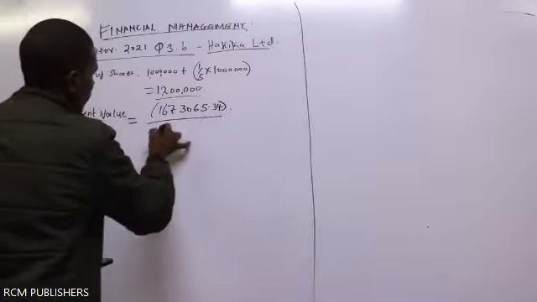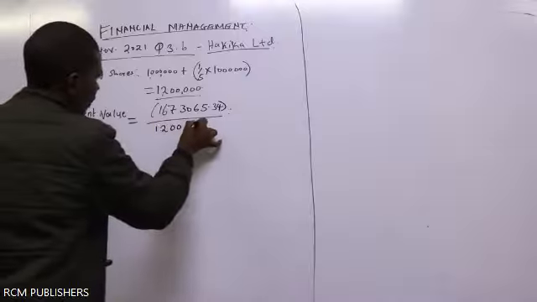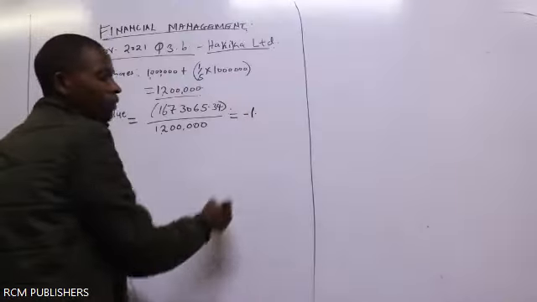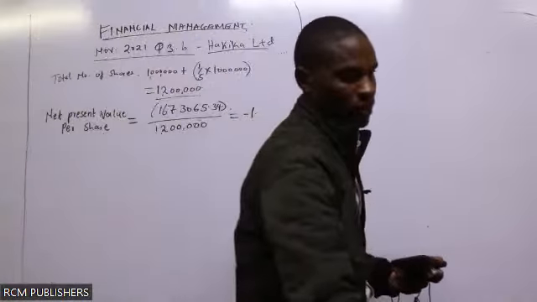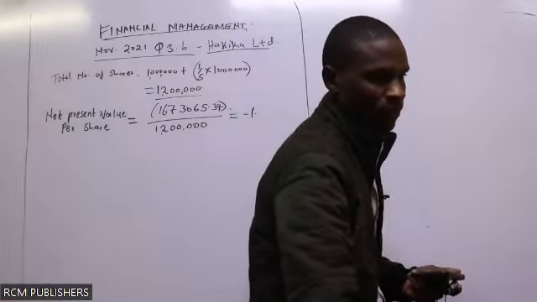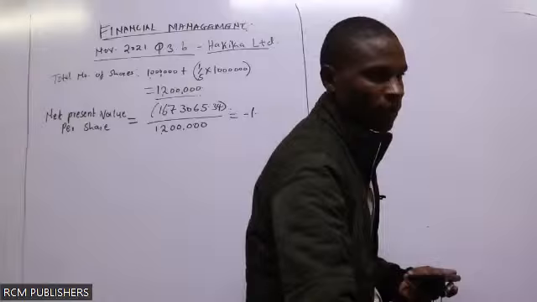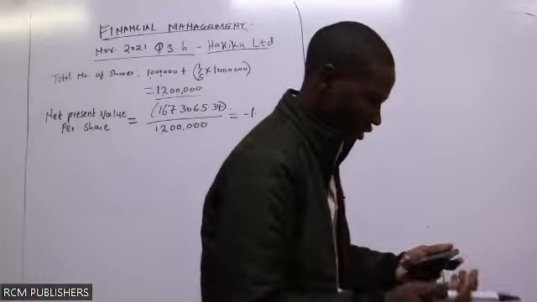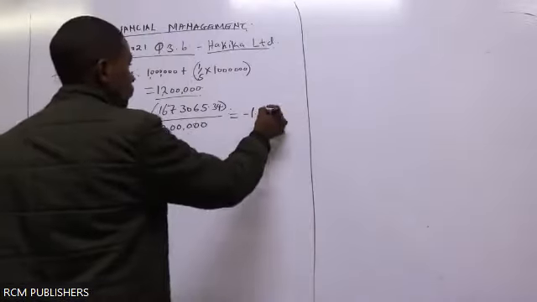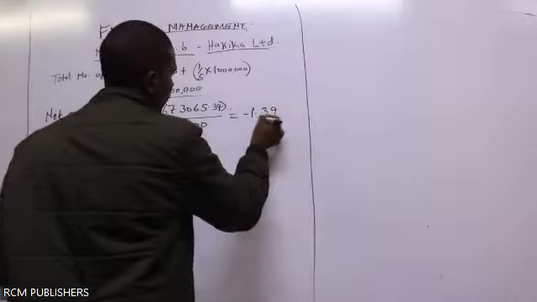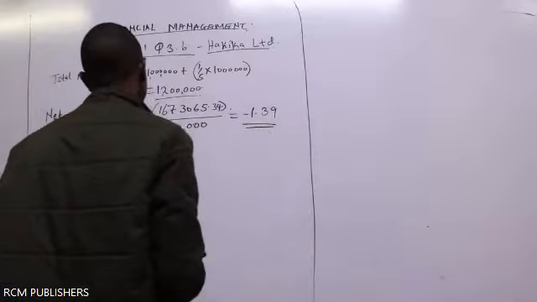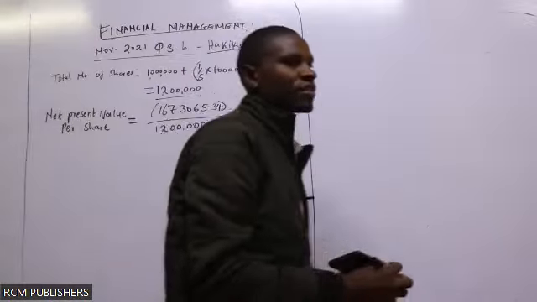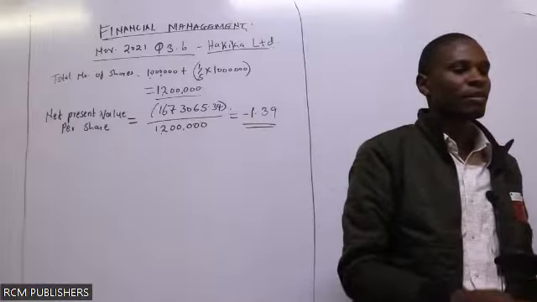Then you divide by 1,200,000. I think that is the one giving you 1 point. I found someone wrote something here: 1.3942. You can maybe have it in 2 decimal places, 1.39. This is now the net present value per share.